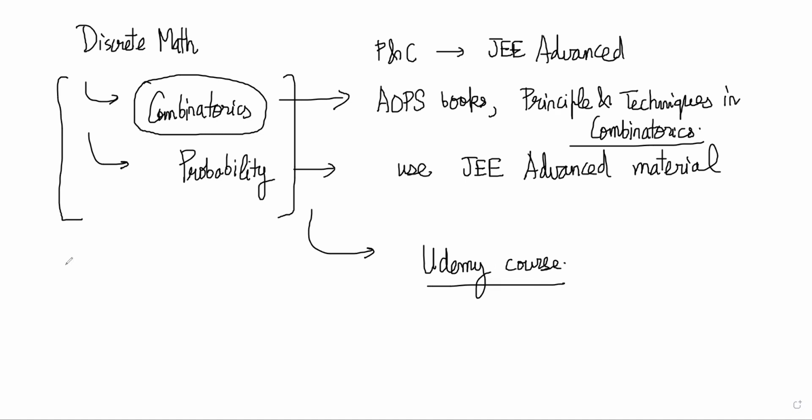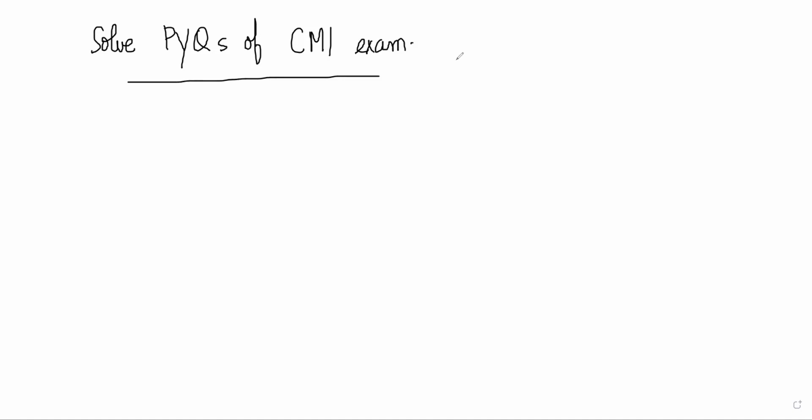In general, advice for preparing for this exam would be to solve previous year's questions of the CMI exam. That should be your priority. Anytime you do the theory of a particular section, please solve PYQs of the CMI exam for the last 10 years or so. If you solve the last 10 years worth of questions, all the ideas that you need for the coming exam, you will get.